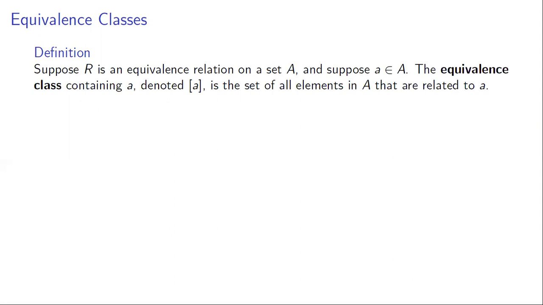So now we define the equivalence class containing a, which is denoted like this, with the a in square braces. So again, the equivalence class containing a, what is it? It's the set of all elements in A that are related to little a, meaning all the elements of this big set that are related to this element. That is, the equivalence class containing a is equal to the set of all x in A such that x is related to a. Let's look at an example.